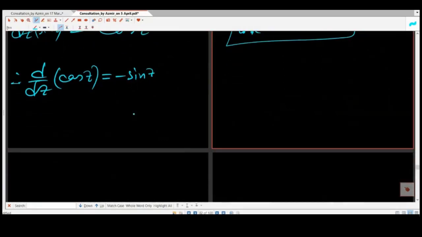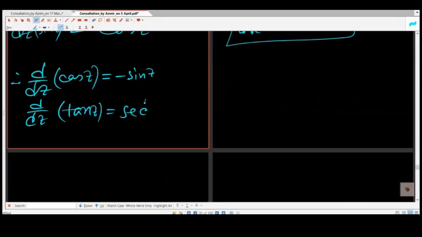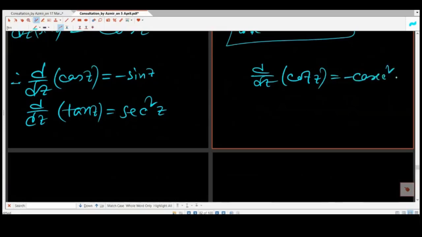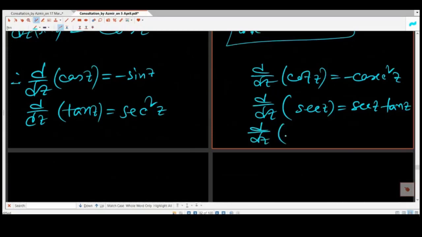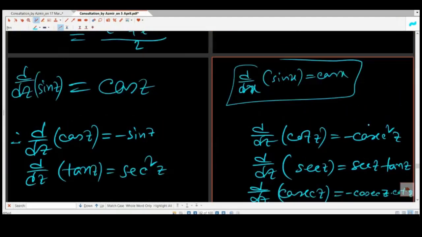So we can also say d/dz of tangent of z is secant squared z. d/dz of cotangent of z is minus cosecant squared of z. d/dz of secant z is secant z tan z. d/dz of cosecant z is negative cosecant z cotangent of z. So this is what we know as complex trigonometric functions.